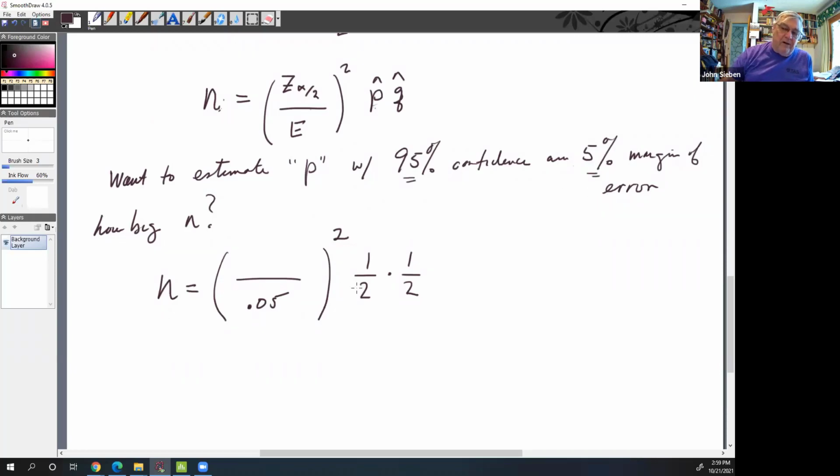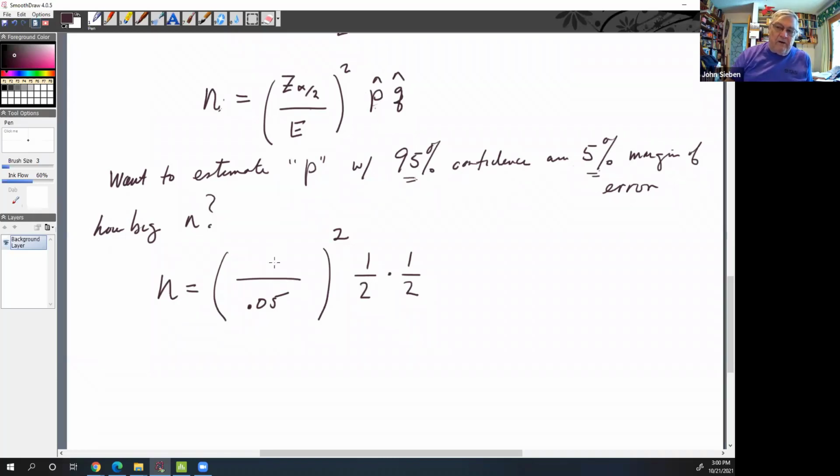So if I use 1/2 for P hat, Q hat, I will wind up probably with more confidence than 95% and less margin of error than 5%. That's the good kind of outcome. But now the downside of that is N is going to be bigger than we absolutely need, but it's still the conservative way to proceed. So let's proceed conservatively like that.